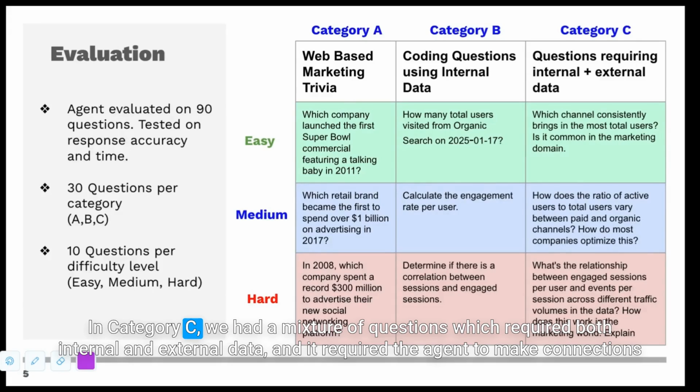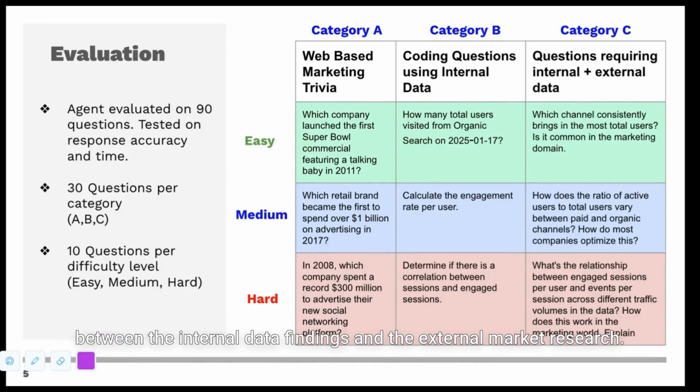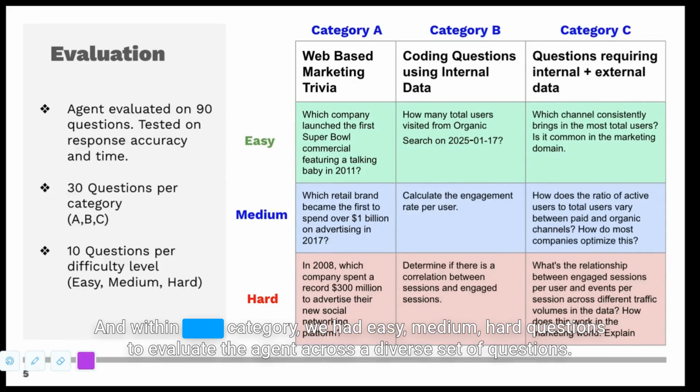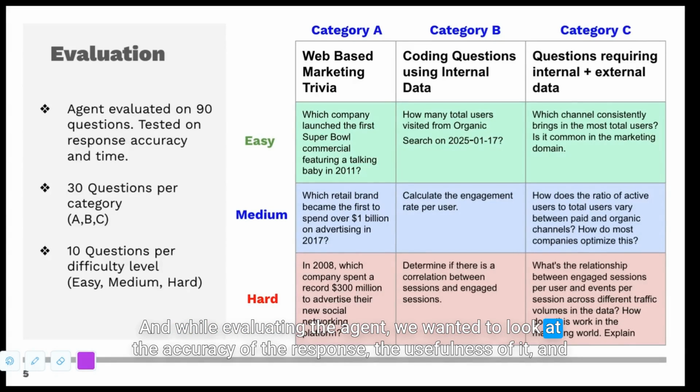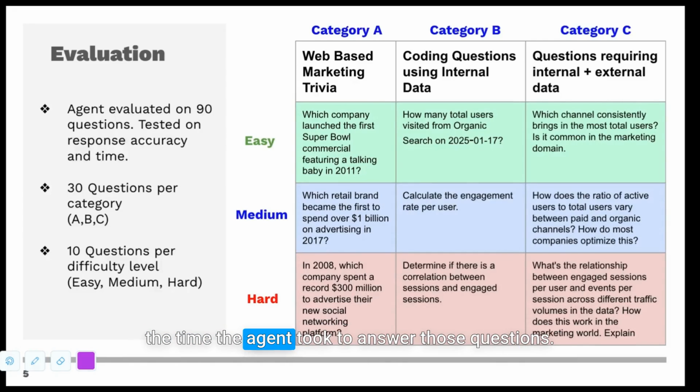In category C, we had a mixture of questions which required both internal and external data, and it required the agent to make connections between the internal data findings and the external market research. And within each category, we had easy, medium, hard questions to evaluate the agent across a diverse set of questions. And while evaluating the agent, we wanted to look at the accuracy of the response, the usefulness of it, and the time the agent took to answer those questions.